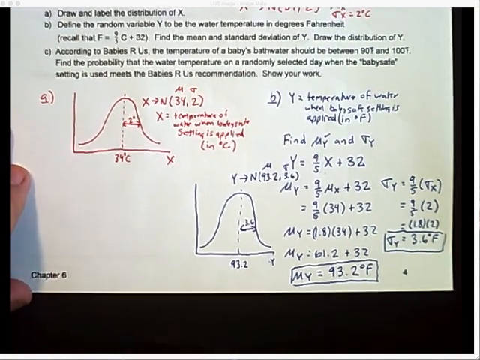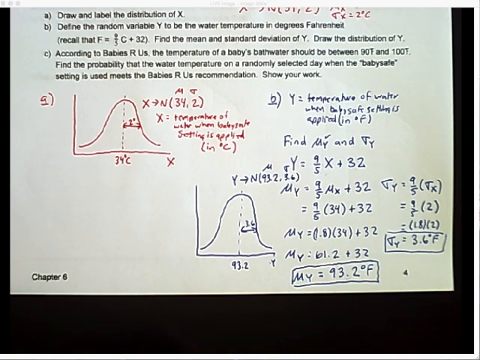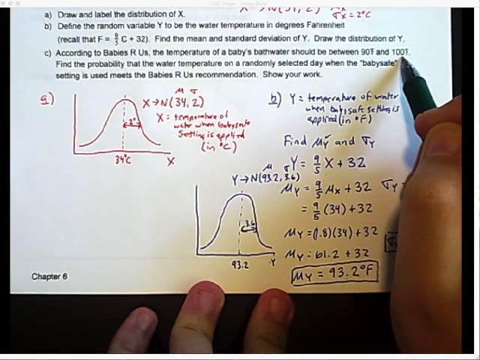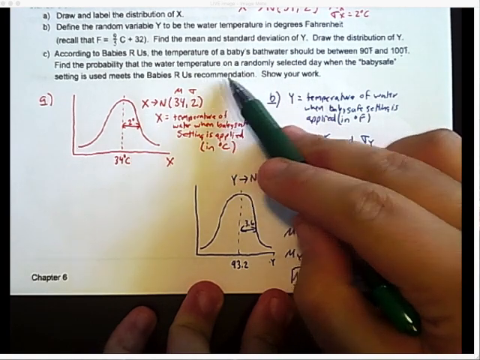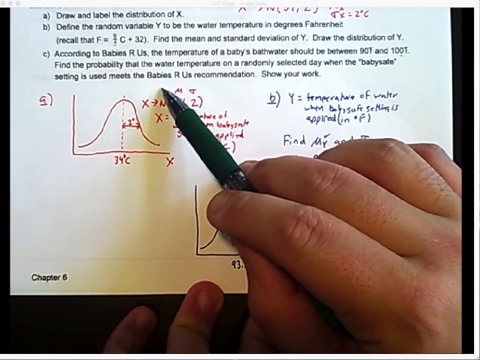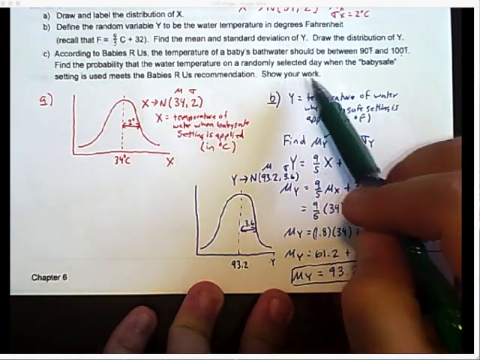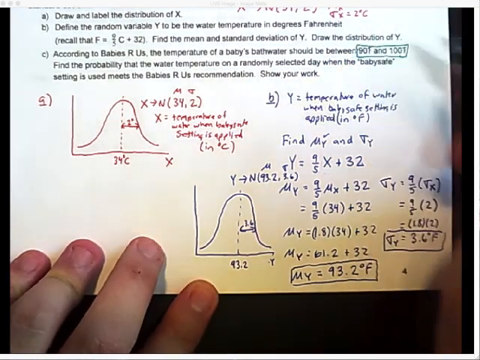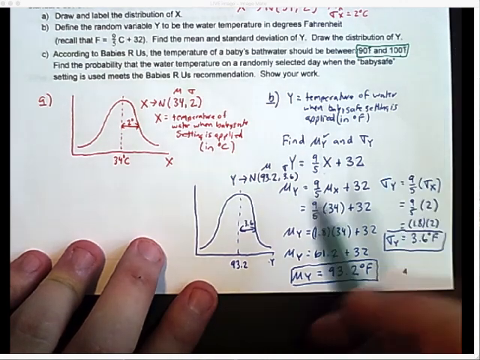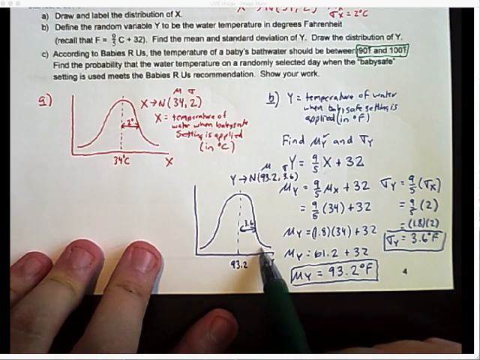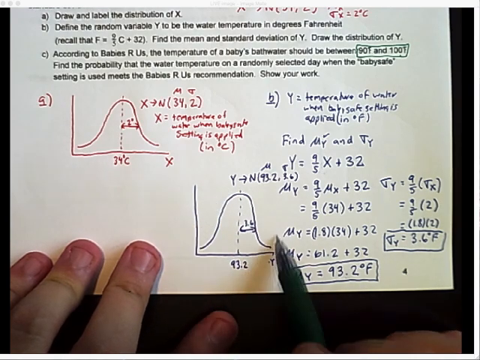So part C. It says, according to Babies R Us, the temperature of a baby's bathwater should be between 90 degrees Fahrenheit and 100 degrees Fahrenheit. Find the probability that the water temperature on a randomly selected day when the baby safe setting is used meets the Babies R Us recommendation. Show your work. So this is given to me in degrees Fahrenheit. When I'm using the baby safe setting, here's my distribution of water temperatures in degrees Fahrenheit. So I should be using this one right here.